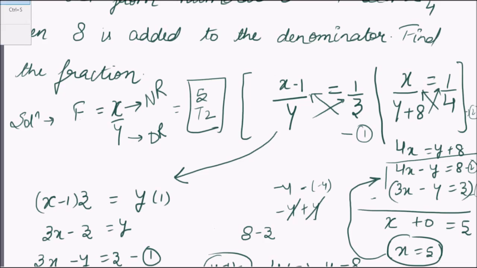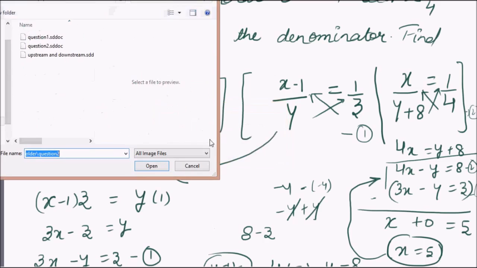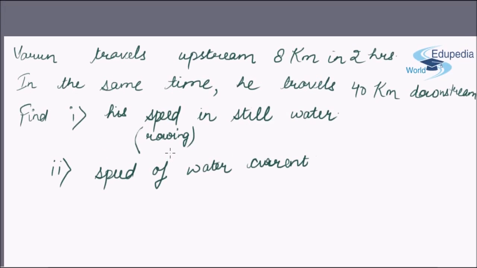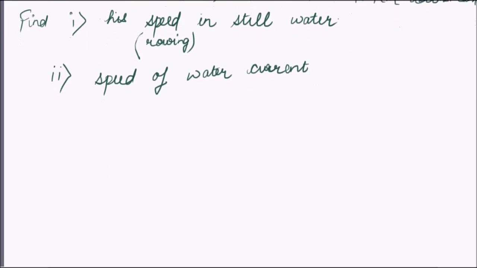Friends, let us have one more question. The question says Varun travels upstream 8 kilometers in 2 hours, and in the same time he travels 40 kilometers downstream. Find his speed in still water and speed of water current. Friends, first thing we need to know is what is this upstream and downstream.